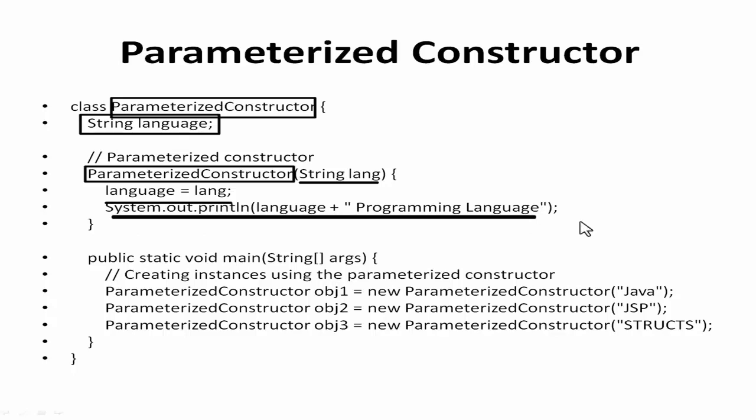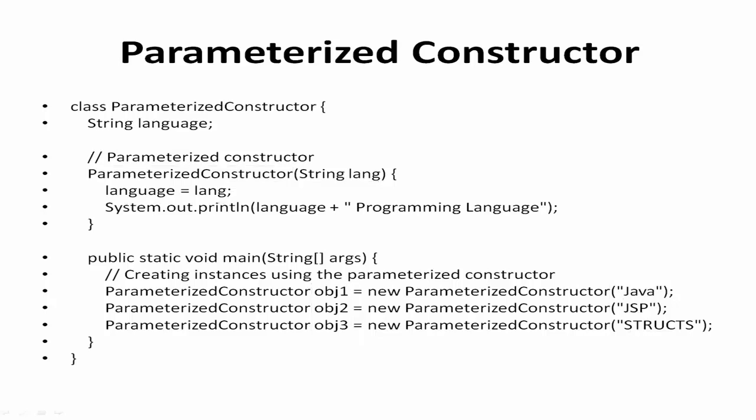Here we have created multiple objects: object 1, object 2, object 3. And how many parameters are we passing? 3 parameters, each time one parameter. So totally for 3 objects, 3 parameters we are passing: Java, JSP and Struts. We are just passing these particular parameters to this one. So it has to print whatever the programming language is, appended with programming language.